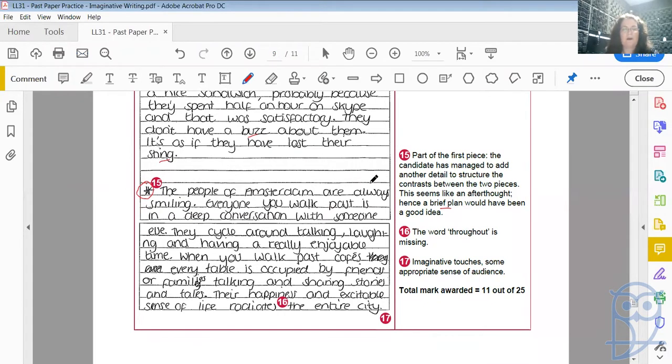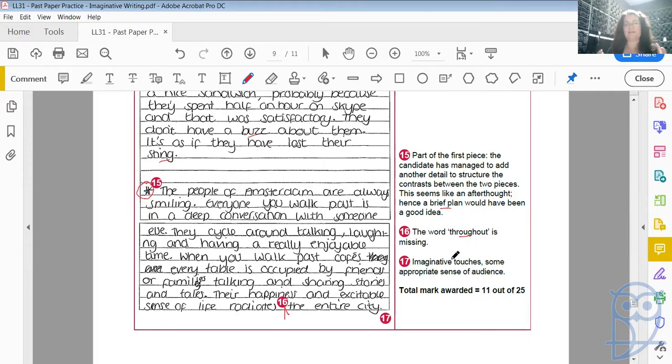Okay, so the people of Amsterdam are always smiling. Everyone you walk past is in a deep conversation with someone else. They cycle around talking, laughing, and having a really enjoyable time. When you walk past cafes, every table is occupied by friends or families talking and sharing stories and tales. Their happiness and excitable sense of life radiates the entire city. The word "throughout" is missing: radiates throughout the entire city. And then the final comment is imaginative touches, some appropriate sense of audience.